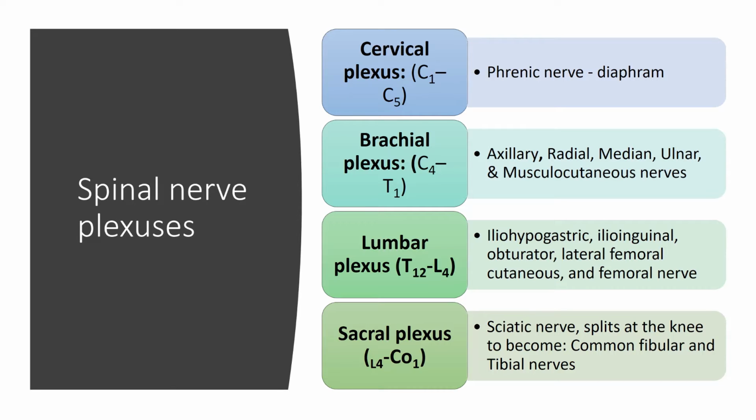So you have the cervical, brachial, lumbar, and sacral. And for the cervical, the only nerve you need to be able to know is the phrenic, and that innervates the diaphragm. The rest of the nerves, you don't even need to know what they do. You just need to know where they come from, which plexus they come from.